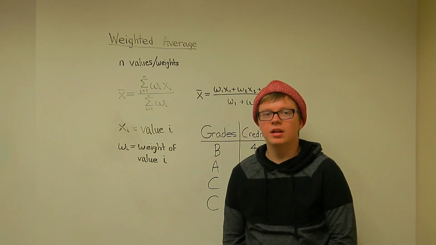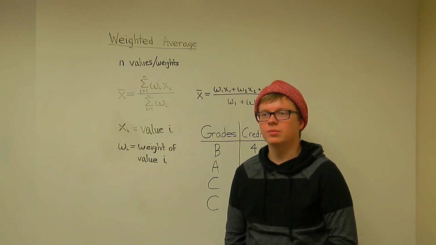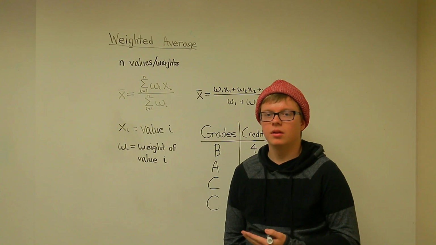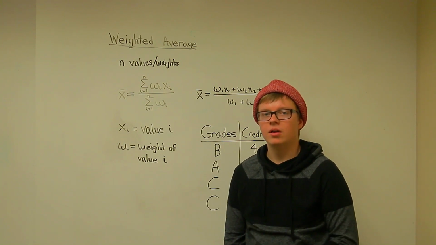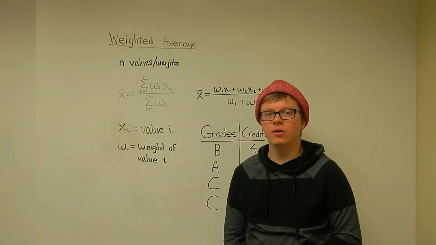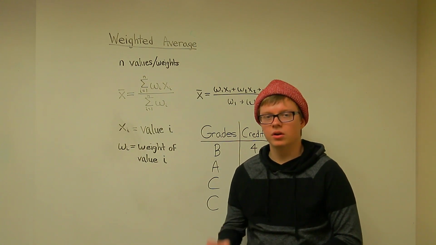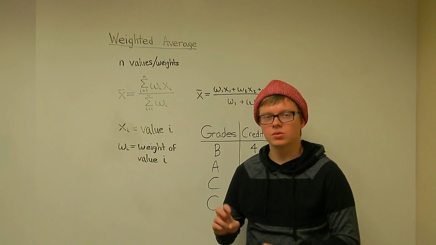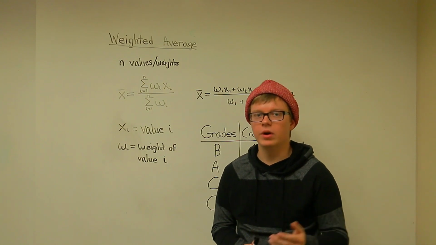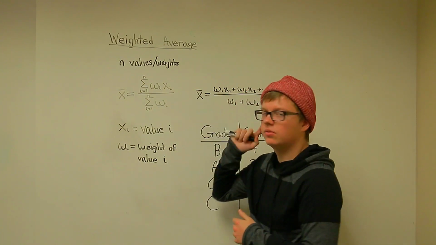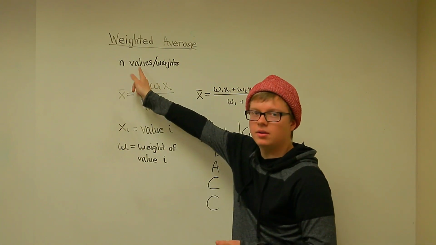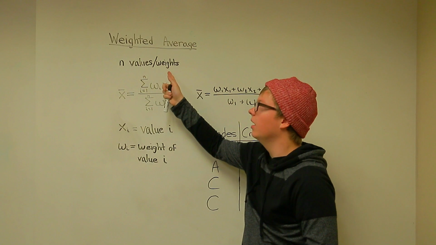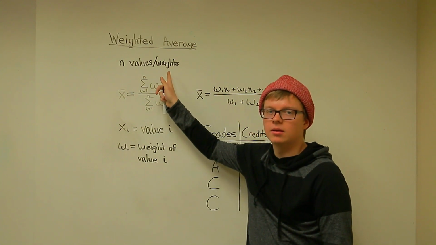So an average in general is when you sum up a bunch of numbers and you divide by how many numbers there are. But sometimes you want to take into account that certain values are worth more than others. You weight them. So first of all, to do a weighted average, you need a certain number of values, so n values, and each value has to have a weight that goes along with it.